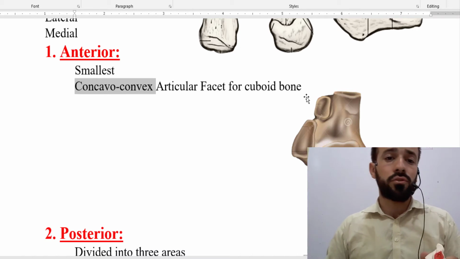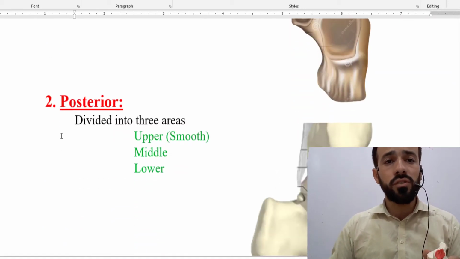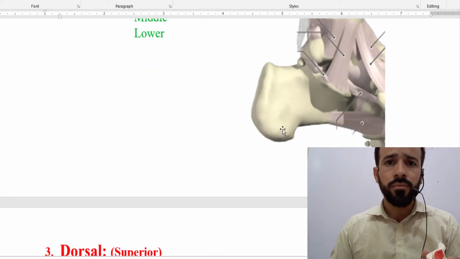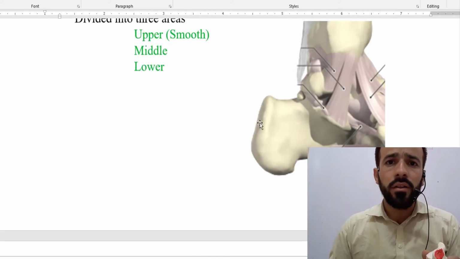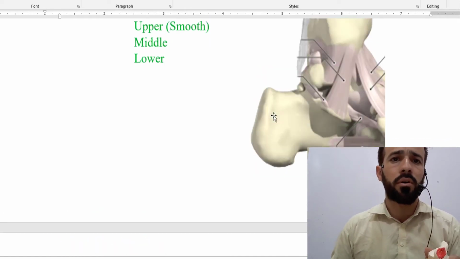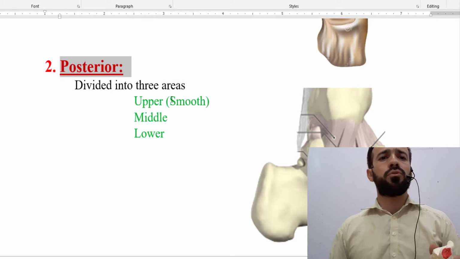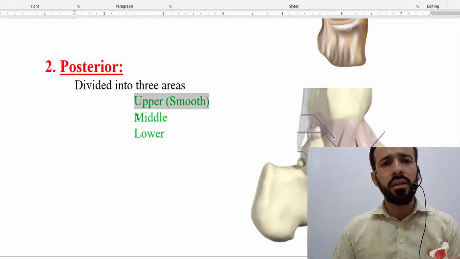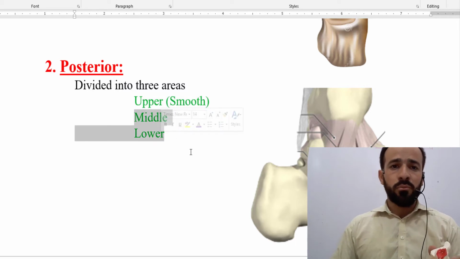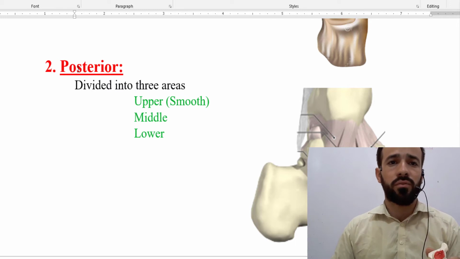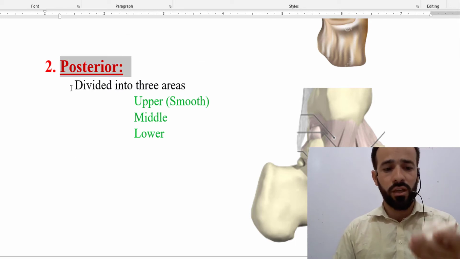Now let's go for the posterior surface. Right, the posterior surface of this bone is divided somewhat into 3 parts, right? This is the upper part, then there is a middle part, and then there is an inferior part or lower part. The upper part of this posterior surface is a little bit smooth, but the lower and middle part is not smooth. It is a little bit rough in nature. So we say the posterior surface of this bone is divided into 3 areas.